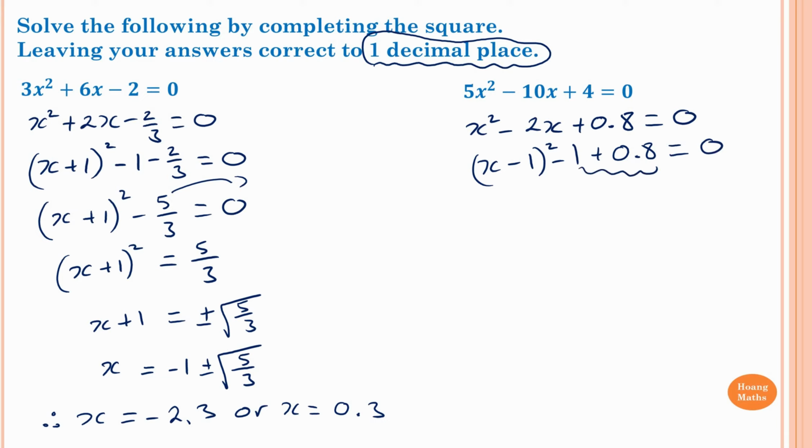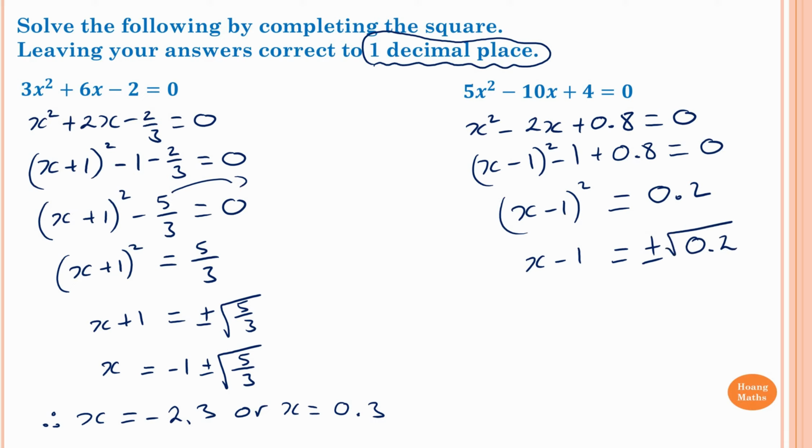So this one gives me minus 0.2. So I move it to that side, and it becomes 0.2. So x minus 1 squared is equal to 0.2. And then I square root both sides. So x minus 1 equals plus or minus the square root of 0.2. And then I move the 1 to that side. So this means that x is equal to 1 plus or minus the square root of 0.2.